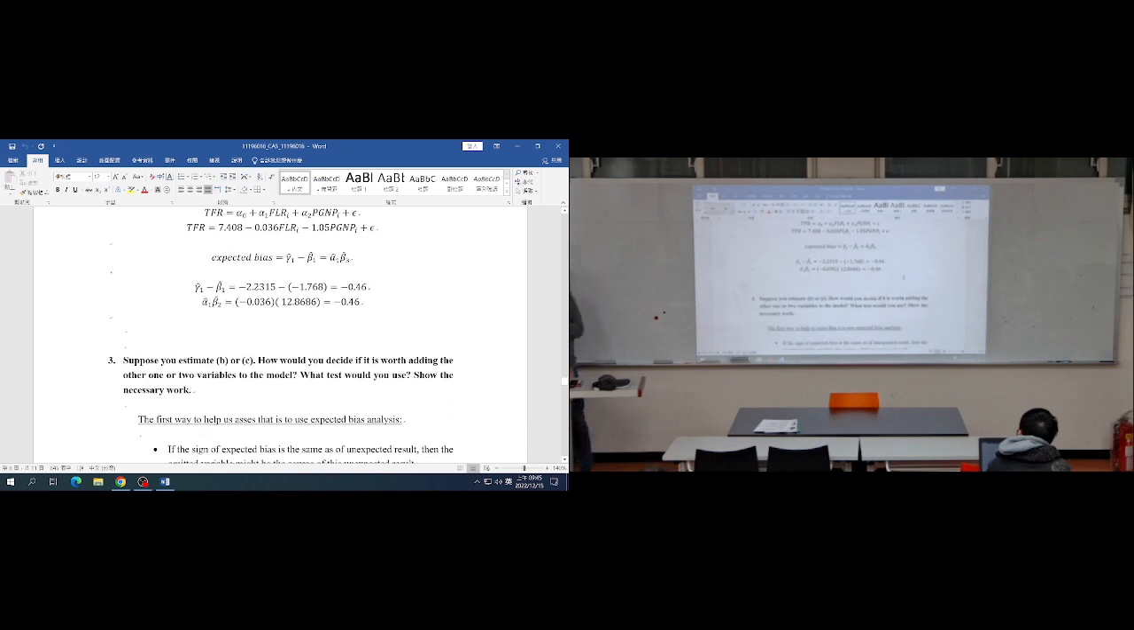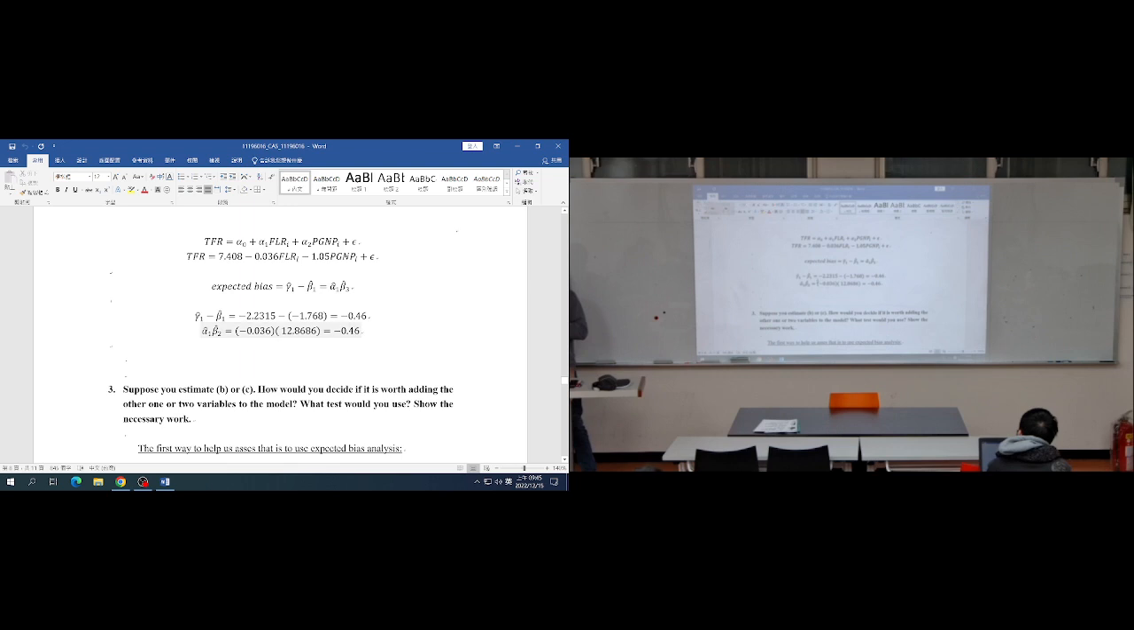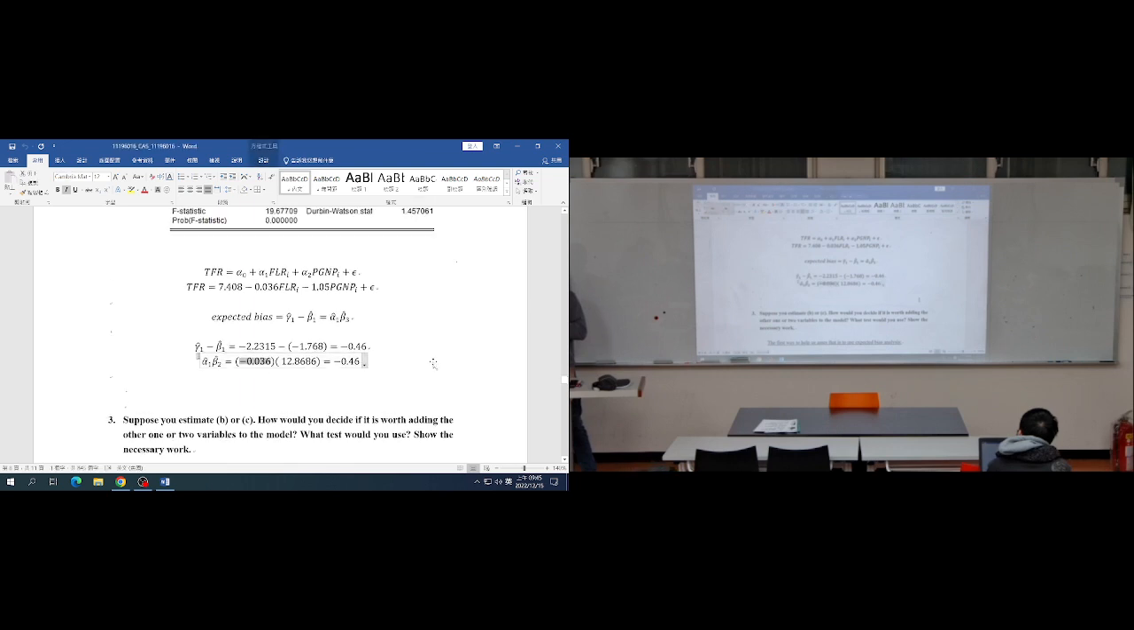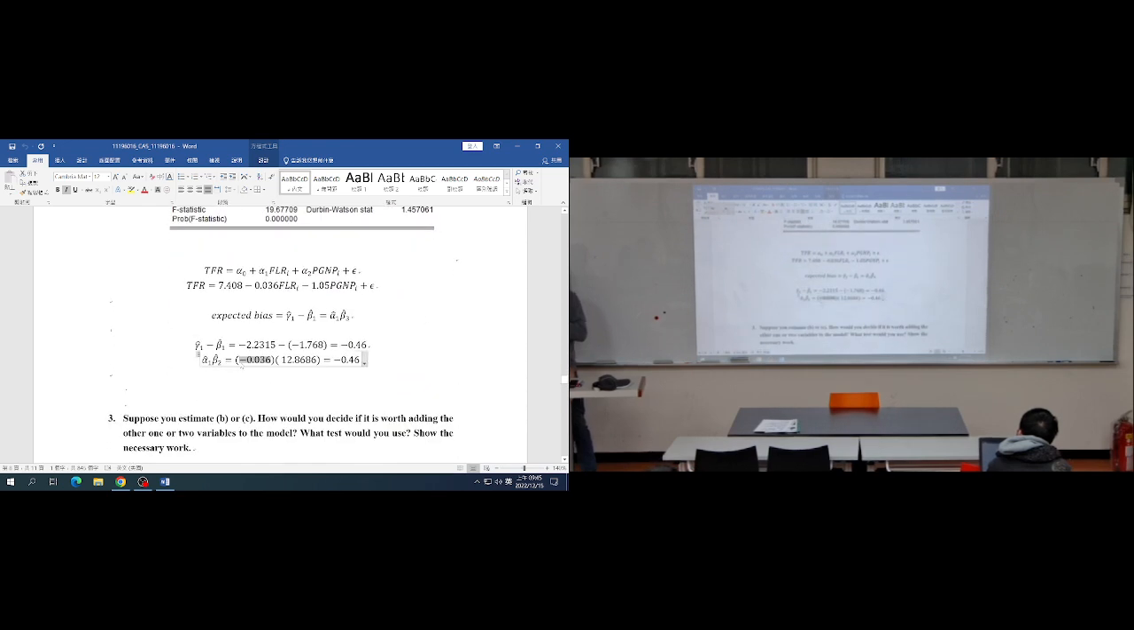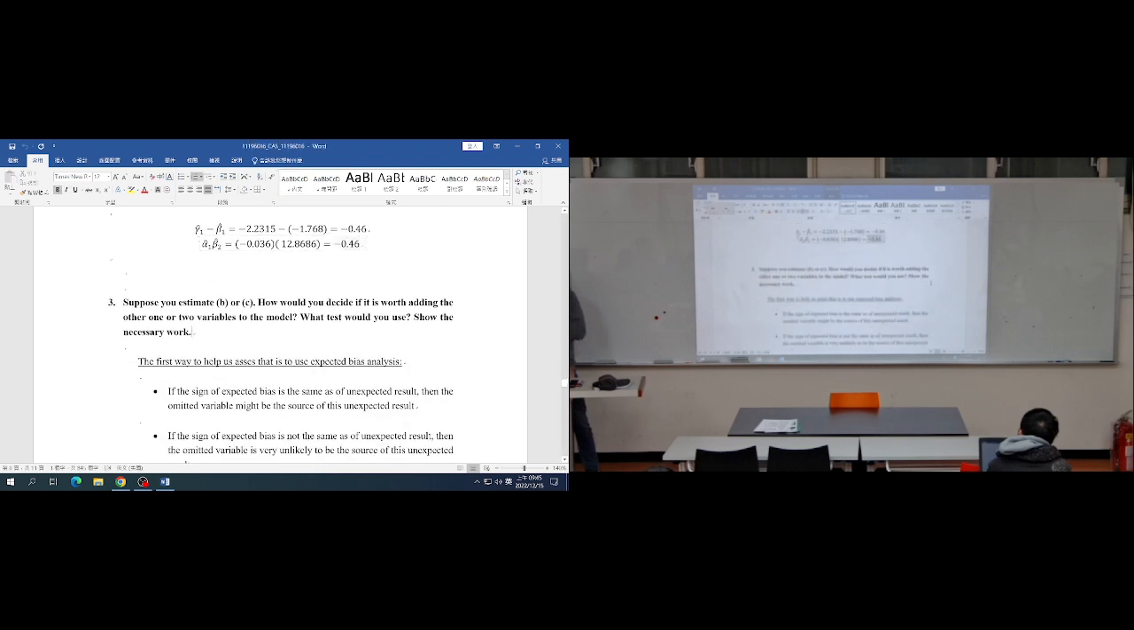And finally, we compute our omitted variable coefficient in relationship to the other non-omitted variables, and the normal expected coefficient if we don't omit it. And we get this final expected bias, which is also negative.